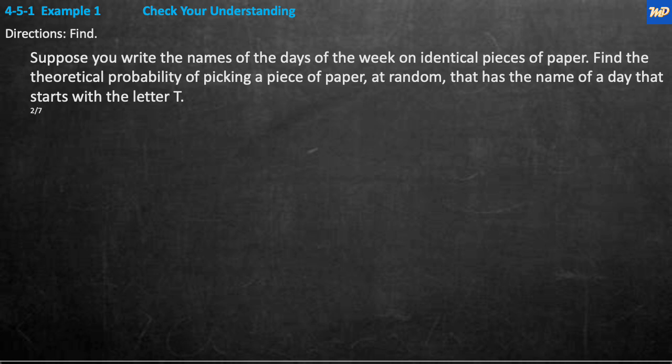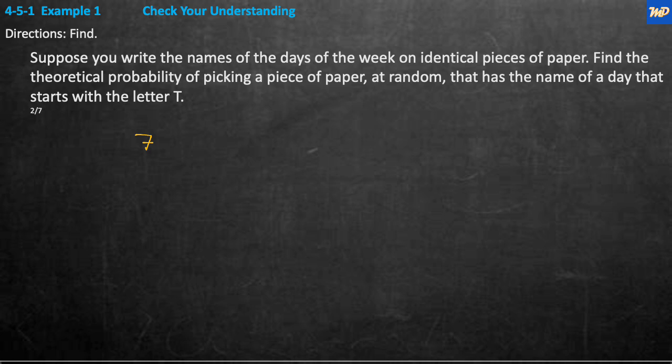Okay, here we are. Suppose you write the names of the days of the week on identical pieces of paper. Find the theoretical probability of picking a piece of paper at random that has the name of a day that starts with the letter T. So first of all, how many days of the week are there? Well, we know the days of the week are 7.